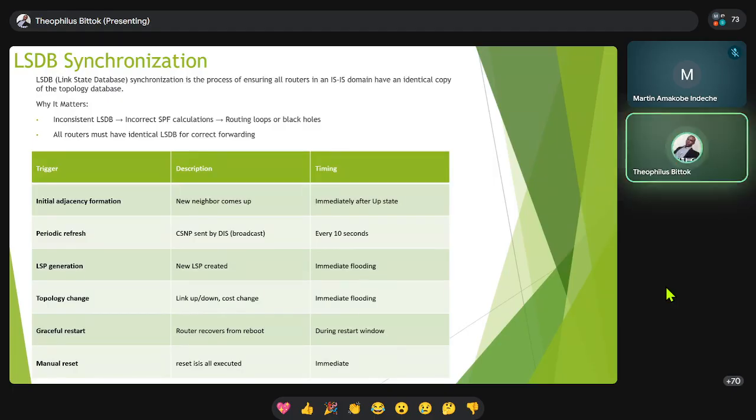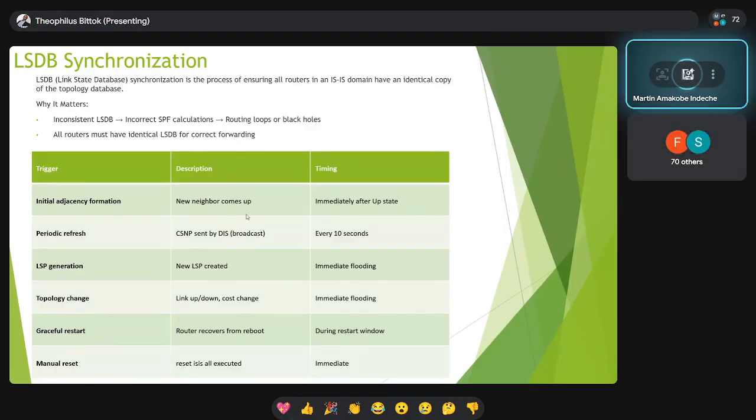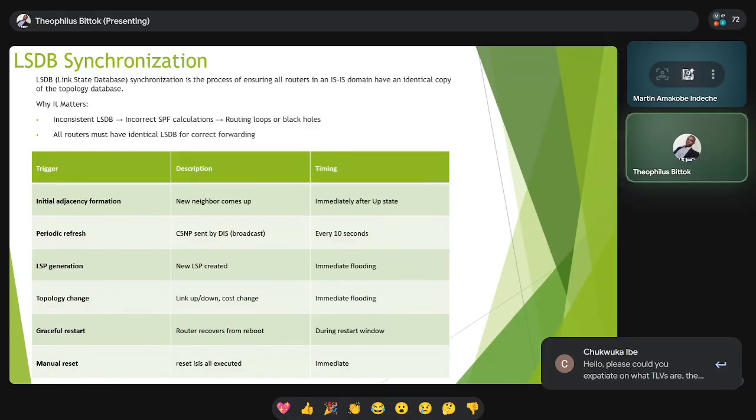No, it's the TLV specifically on the ISIS protocol. Okay, cool. Okay, well, thanks. Thank you. Any other question? Let's proceed. We can have other questions coming in later.